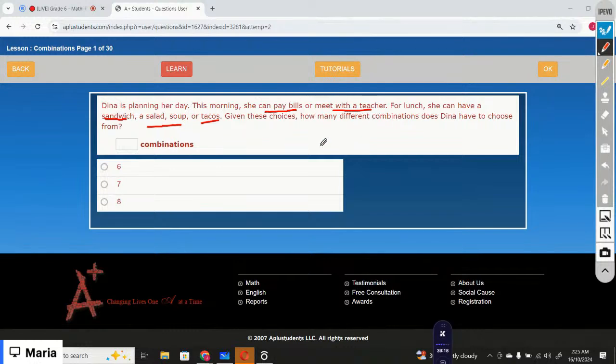So, two options here, she can pay bills or meet a teacher, and three here, she can have sandwich, salad soup, and tacos. So, you have to do 2 times 3. That means the total combinations are 6. The correct option is 6. Option number 1 is the correct option. Got it?